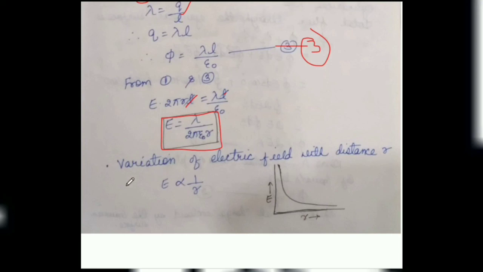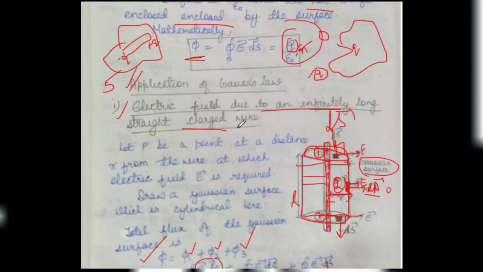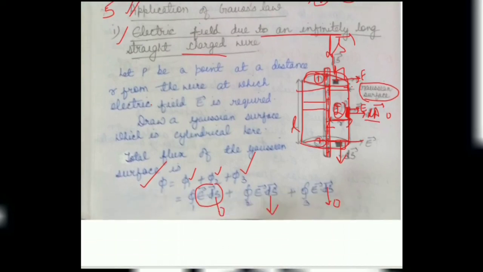In a 1 mark question, this generally comes as: draw electric field with distance R. Here E is inversely proportional to R, so draw the electric field like this. E decreases with increase in distance R, in this way. So this is the first application, electric field due to an infinitely long straight charged wire. This is very, very important. You must remember that in the case of this straight charged wire, you always draw a cylinder.